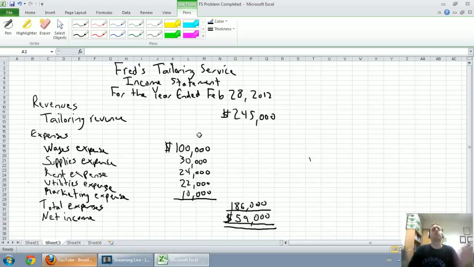The income statement says how much money we earned. Now, if I ask you, how much money did you earn? Well, it's a rude question to ask, but you kind of have to say when. How much money did I earn yesterday? How much money did I earn last week? How much money did I earn last year? They're very different numbers. I might have made $1,000 last month or $12,000 last year. So when I ask how much money did you earn, you have to kind of give me a time period. Was it a week? Was it a month? Was it a year? Same thing here. So we're saying this is how much money Fred's Tailoring earned for the year, for that time period.